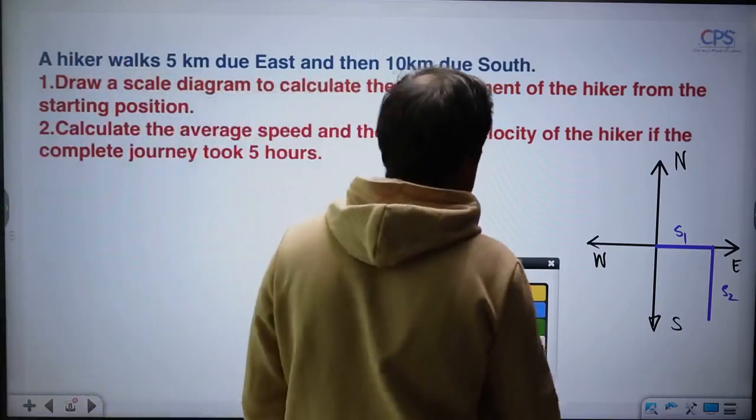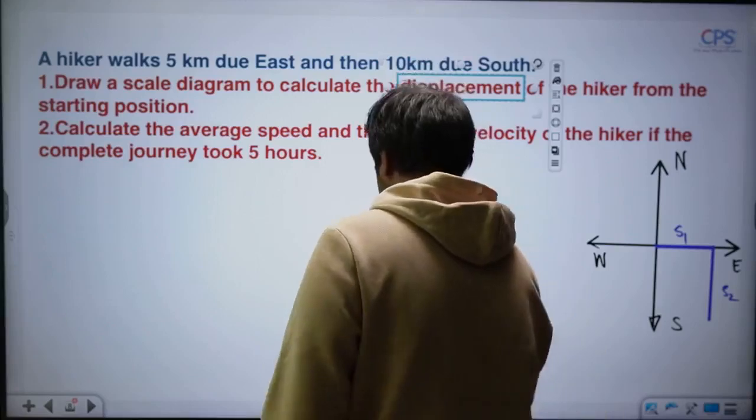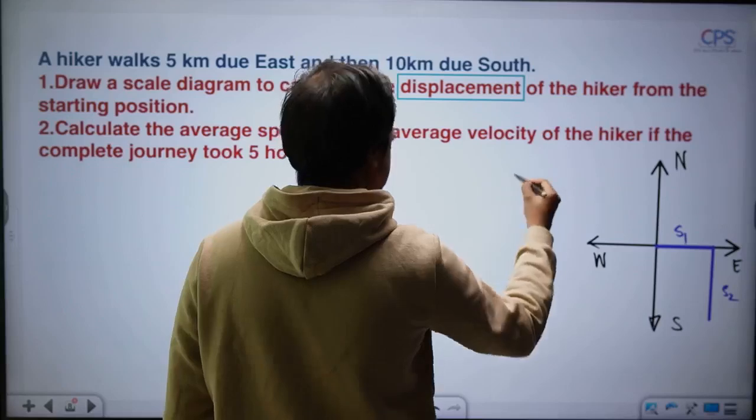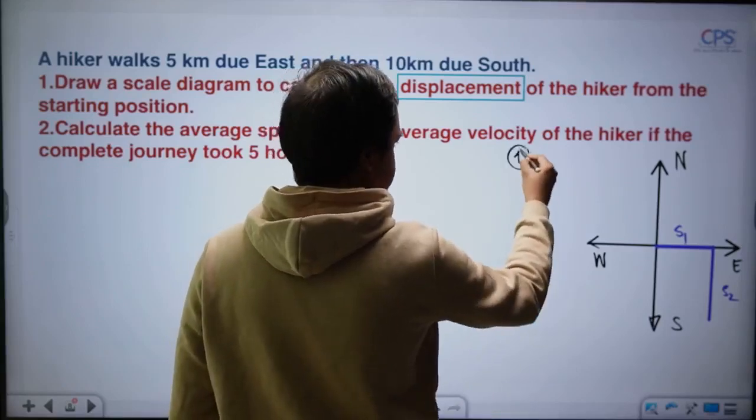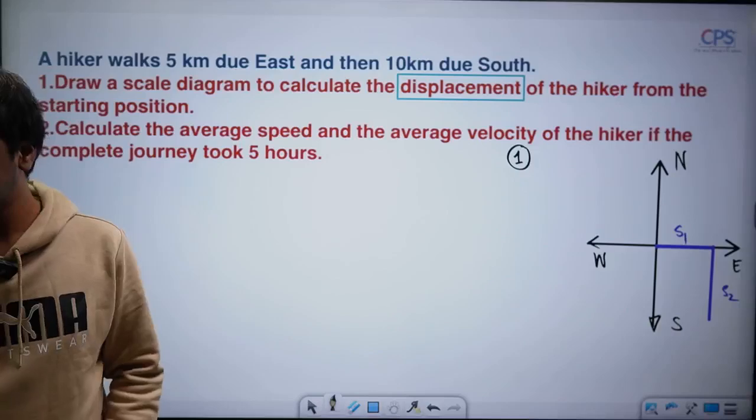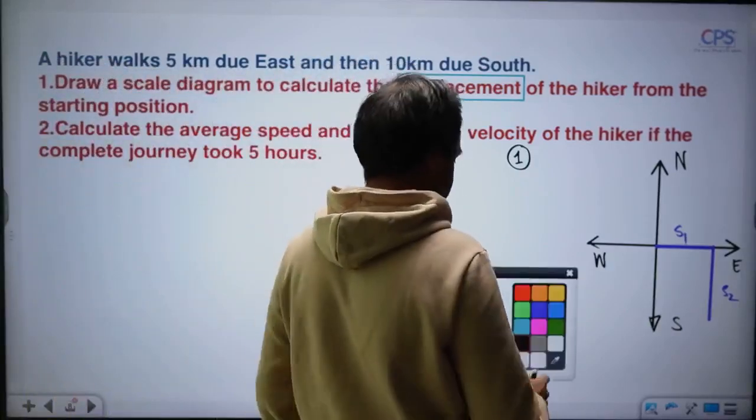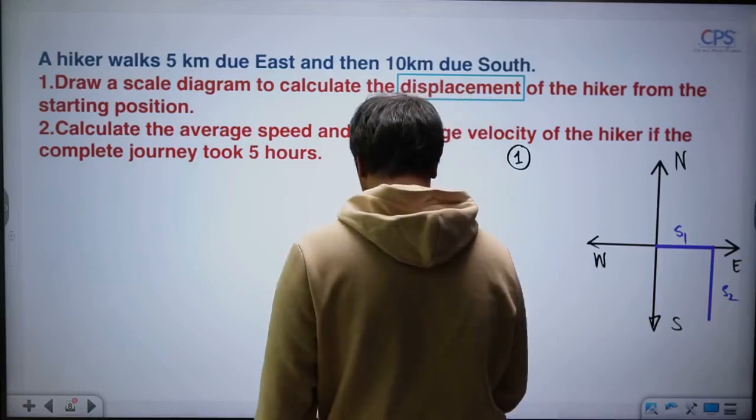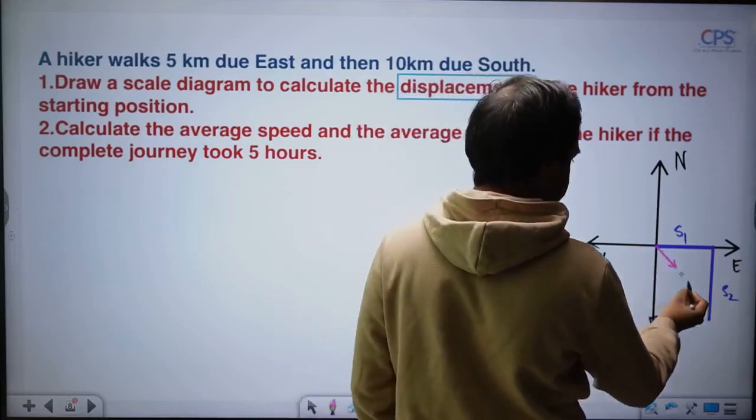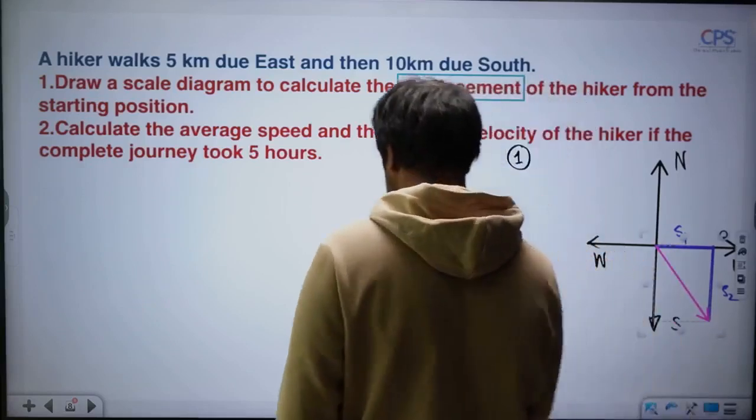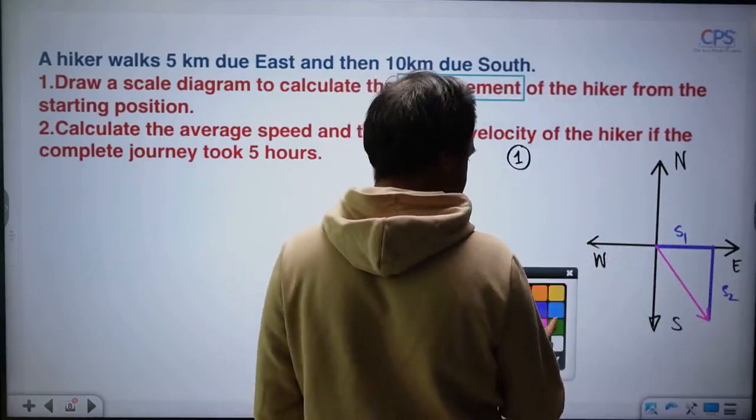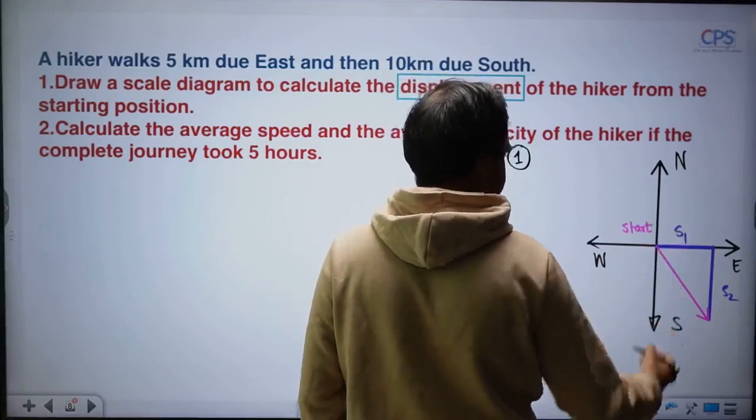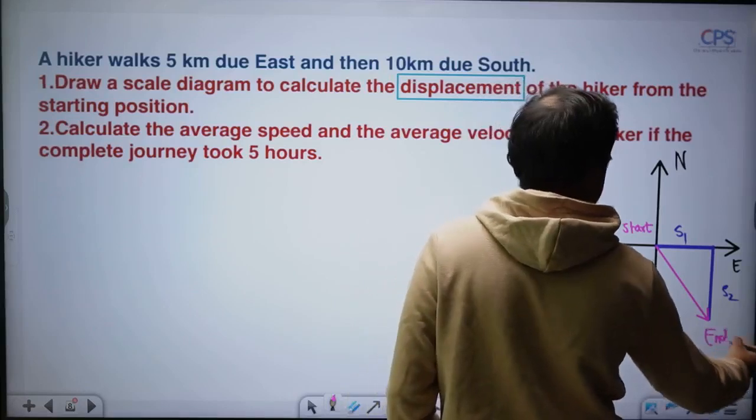So you have to carry out the calculations for displacement. What is the displacement here? This is now question number 1. What is the displacement? Remember, displacement is a vector quantity and it represents a straight line from start to end. So the straight line is from start to end, and that's the displacement, the pink line. The start position is here, and the ending position is here.